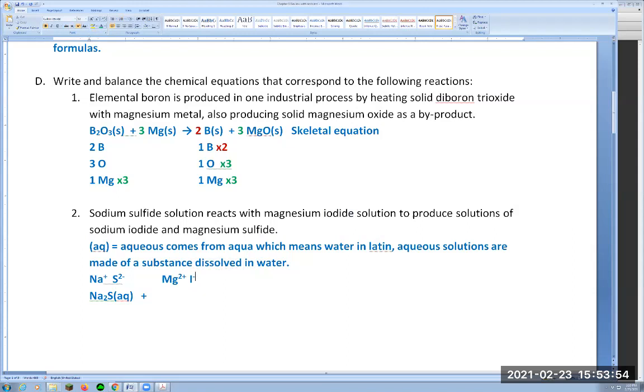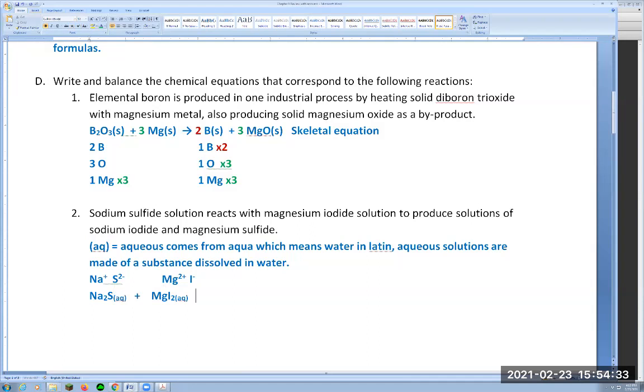So again, we can use the crisscross trick to find the formula. And you can see that the 2 of the 2+ from magnesium can become a subscript for iodine. So that's going to be a subscript here of 2 for iodine. And the 1 from the iodine charge will become a subscript for magnesium. So it's just Mg and then I2. Again, that's an aqueous solution. So (aq) here. And it's better as a subscript like that. Okay, so that gives you the formula of the 2 reactants.